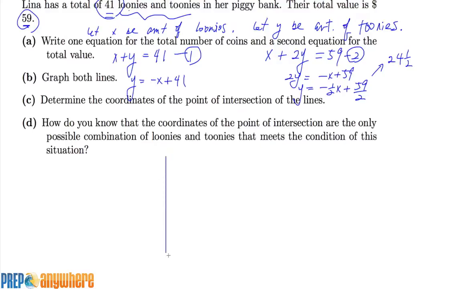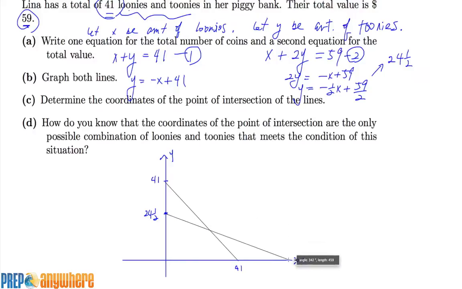All right, let's graph it. Doesn't have to be perfect. So let's say that's 41. Okay, and 24 and a half will be a little bit above half. So let's say this right here is 24 and a half. The slope for this one is negative 1, so it's got to be 45 degrees going down to hit 41. And the slope for this one is negative half, so it's not as steep, right? So if this is 24 and a half, to get the slope of negative half, this right here has to be double that, which is going to be 59. Okay, that's the first one.